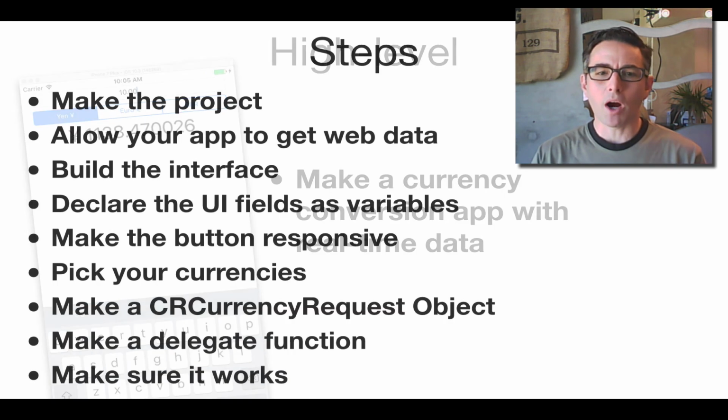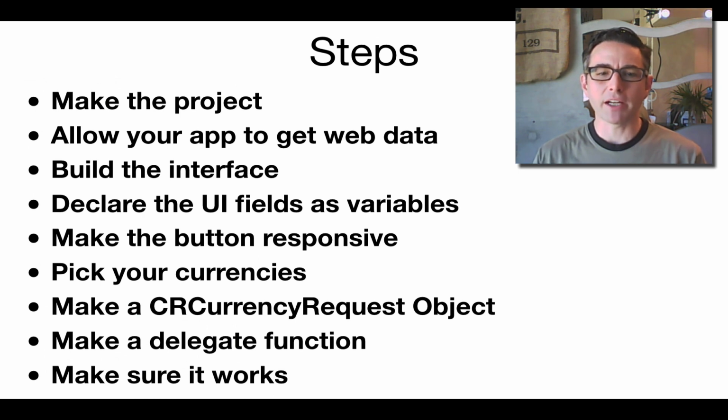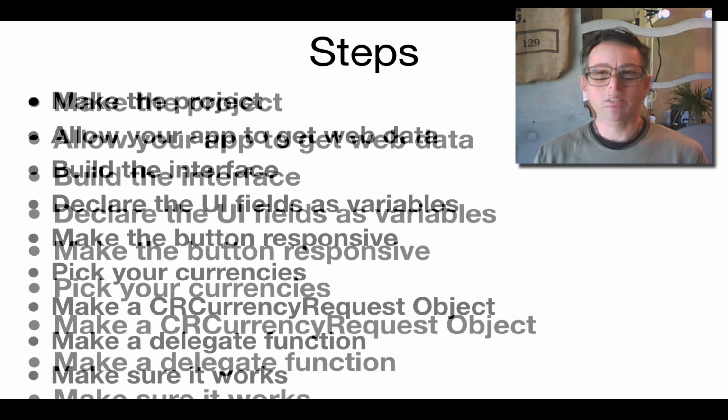All right, so the steps we're going to walk through in order to do this are: first, we're going to make our project. Then we're going to allow our app to get web data. Then we're going to build the interface that we need in order to make this work. We're going to declare our UI fields as variables and bind them to those variables. We're going to make our elements interactive. We're going to pick the currencies that we want to convert from. We're going to make the CurrencyRequest object, which is provided by a Cocoapod we're going to install. We'll make a delegate function, so after we go out and request the conversion rates, we'll get a callback within our application saying those are ready to go. And then finally, we'll make sure that it all works.